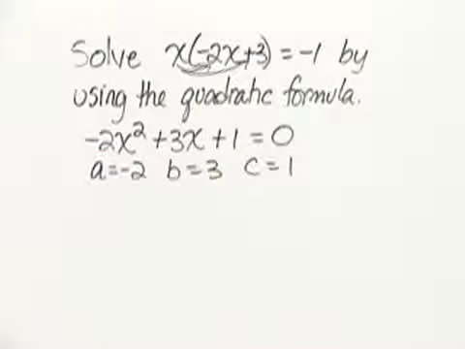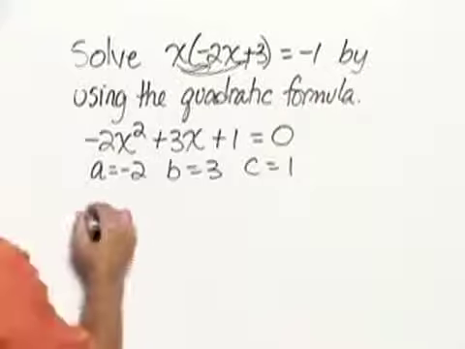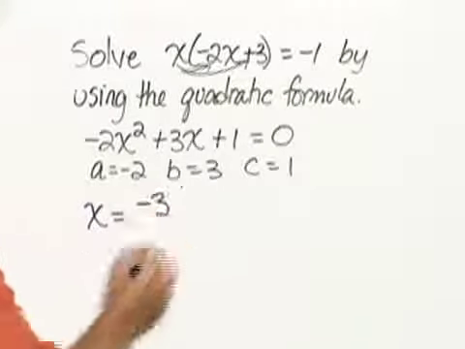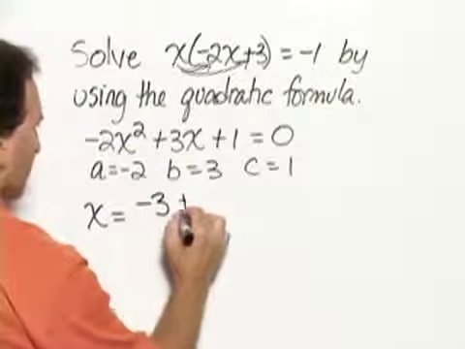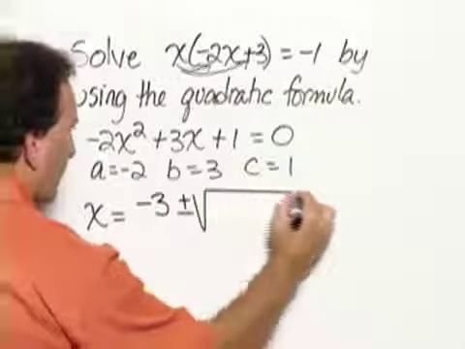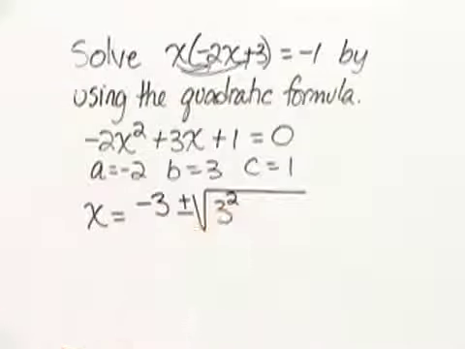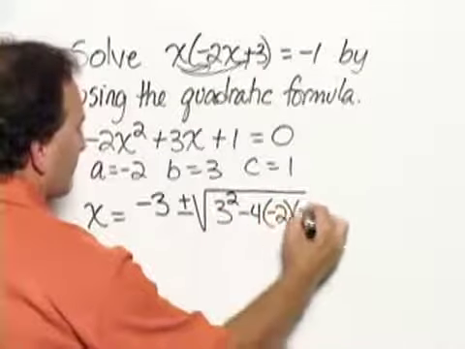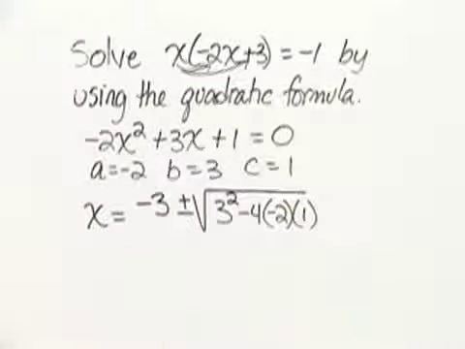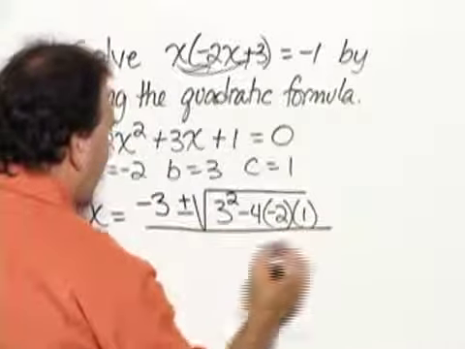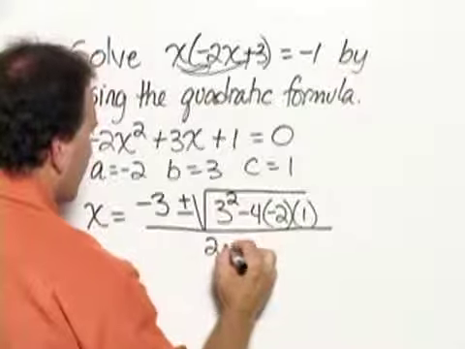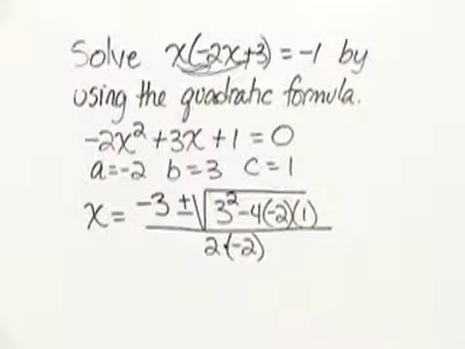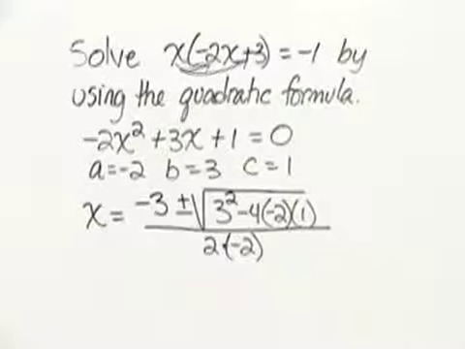So now I use the quadratic formula that tells me x is equal to negative b, negative 3, plus or minus the square root of b squared, which is 3 squared, minus 4 times a, which is negative 2, times c, which is positive 1, and all of that gets divided by 2 times a, which is negative 2. So now let's simplify this.